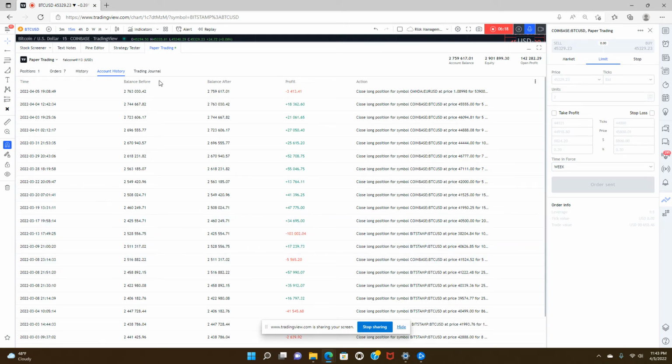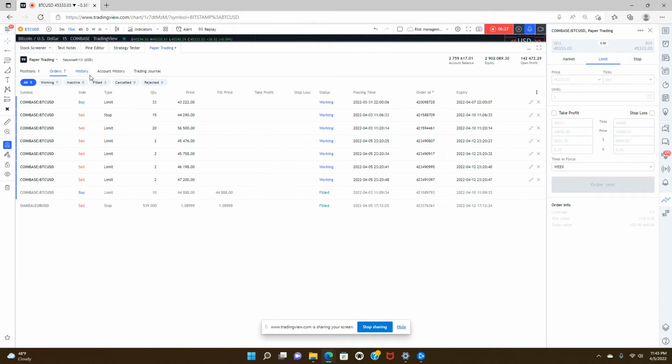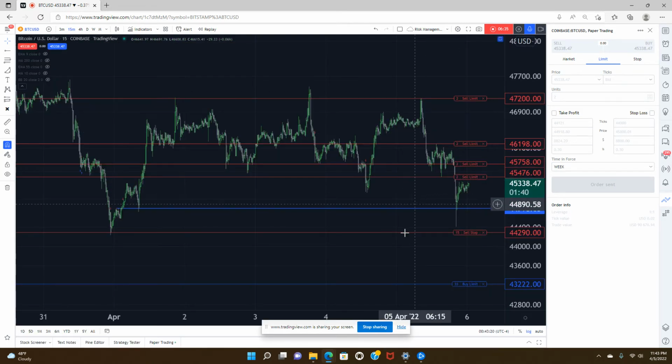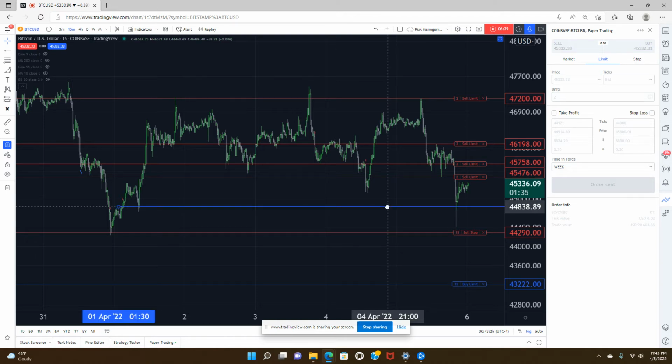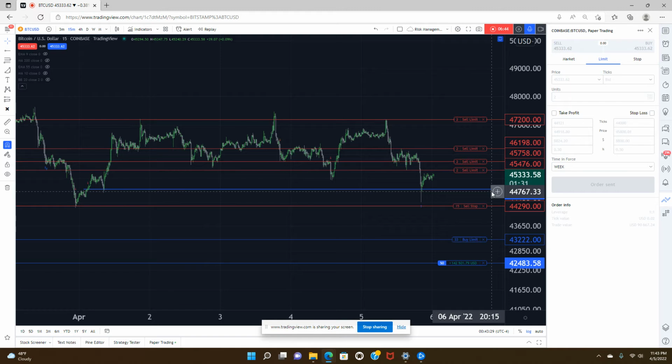And I think if we see, let's see if it shows up here. Okay, yeah, you can see it filled at 44,888, 10 lots. So a little bit higher than this, but basically the same area. Came down here, added 10 lots, which my larger position is 50 lots down there.